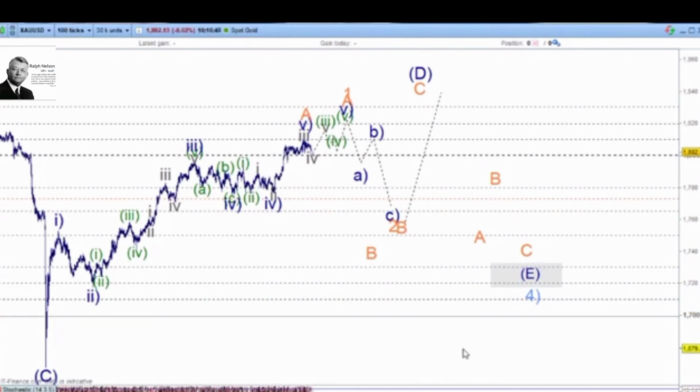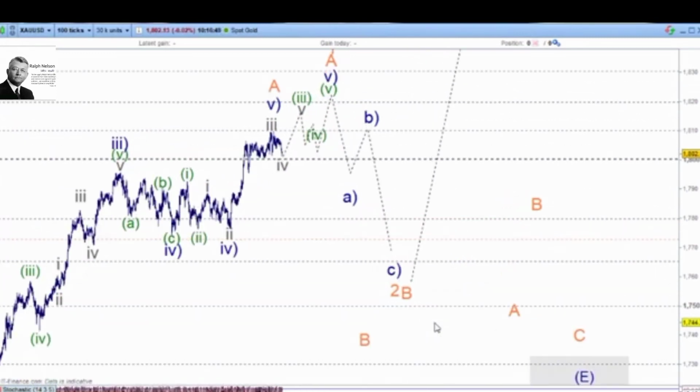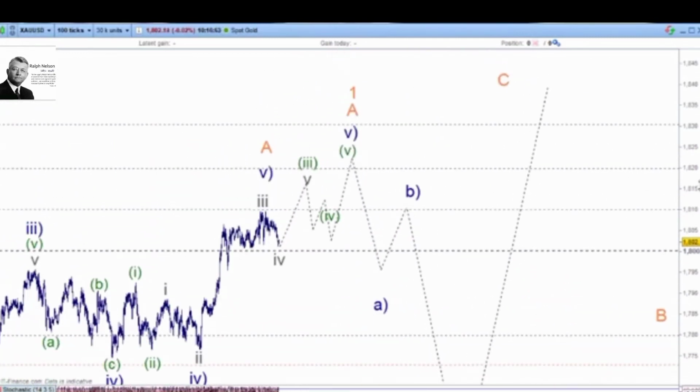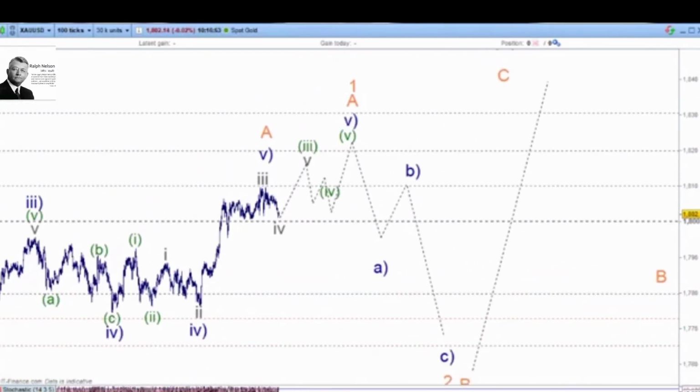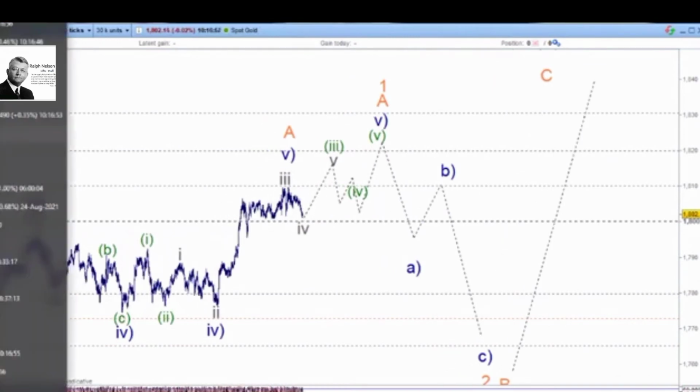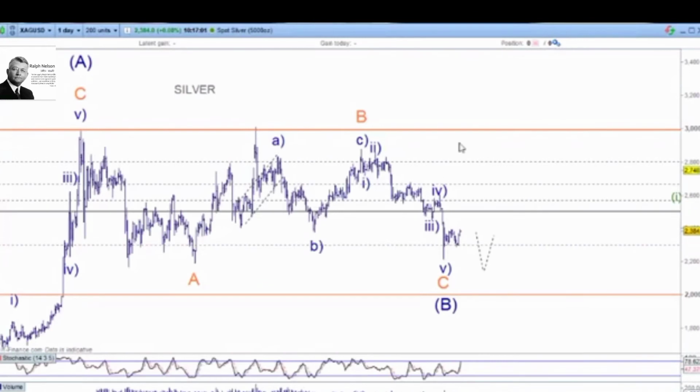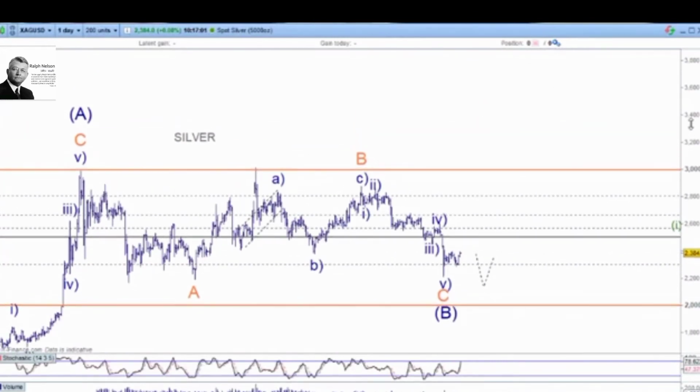So yeah, good time to buy physical gold, and let's see how this plays out. I would also like to have a quick look at silver as well. So spot silver. So this is my daily chart for silver.